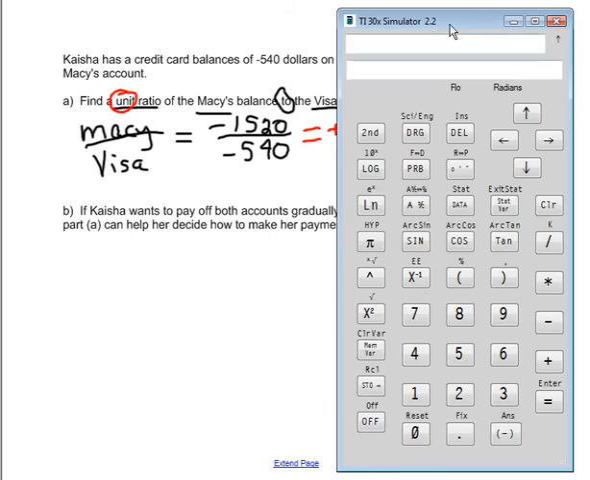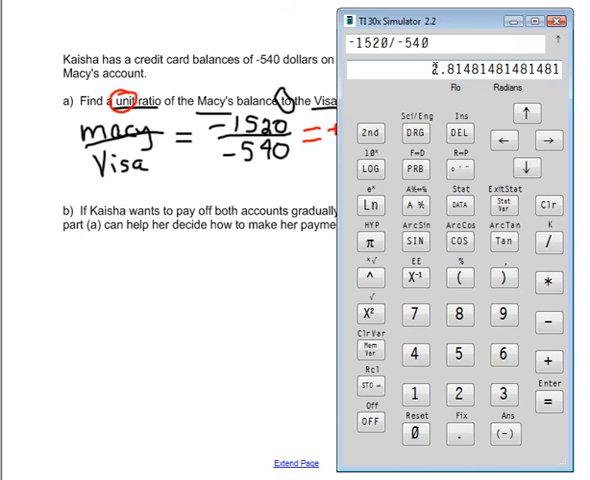So now let's go ahead and pull the calculator up here. We're going to be doing negative 1,520, and that's going to be divided by negative 540. And when we enter that, we see that we come up with positive, just as we expected. And then it's this weird kind of repeating decimal number that we see here.